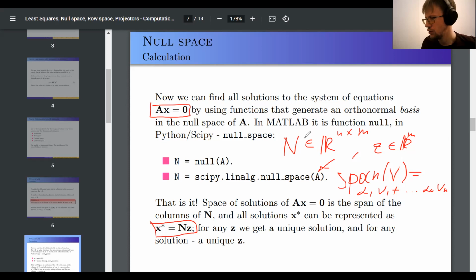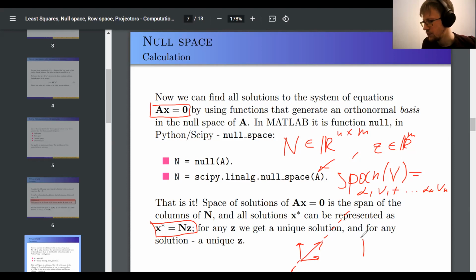Let me give an example. Say you have just a vector, like this vector. There's the origin, that's the vector. Its span is all possible multiplications by a number. So this line is its span.